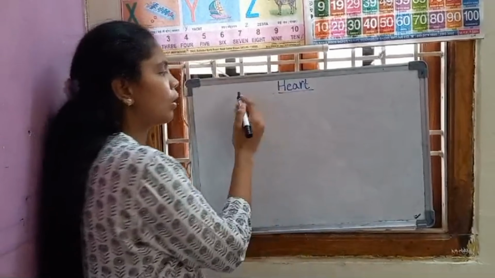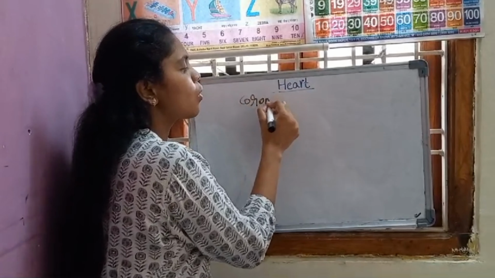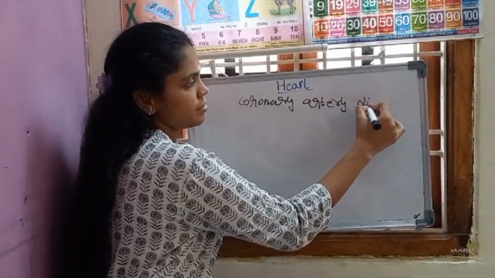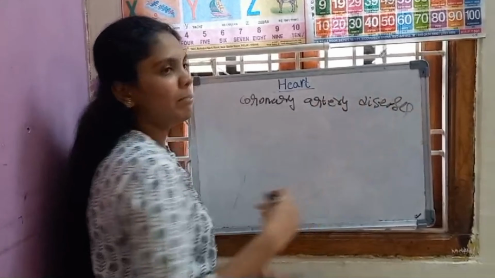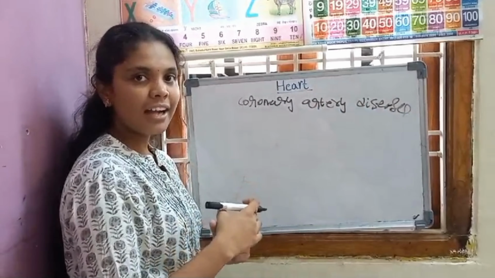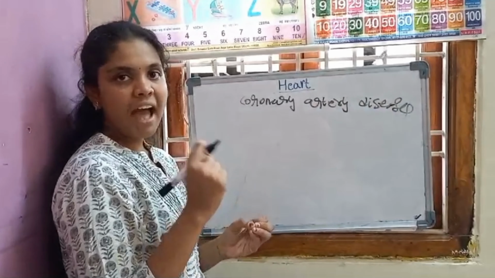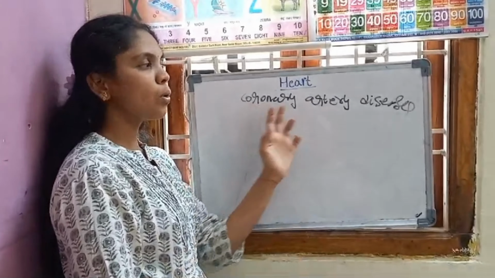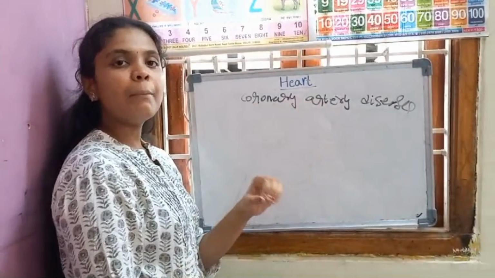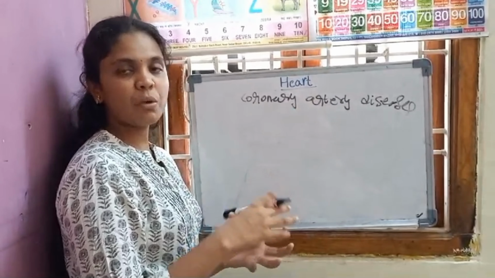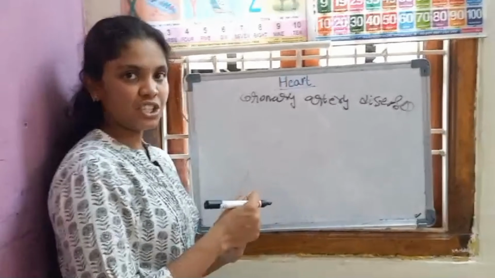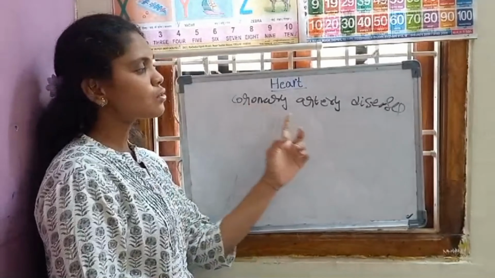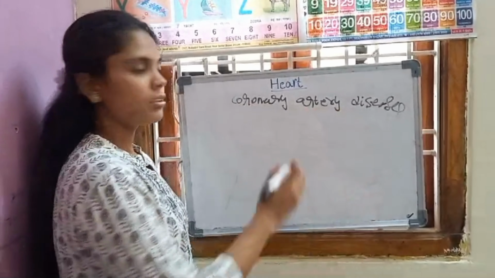And next, coronary artery disease. See, when on the blood vessel walls of the heart so much calcium, fats and oils are deposited, that disease is called coronary artery disease, and the blood vessels cannot transfer the blood through them. So much pressure builds up, and you may also get chest pain. That type of disease is called coronary artery disease.